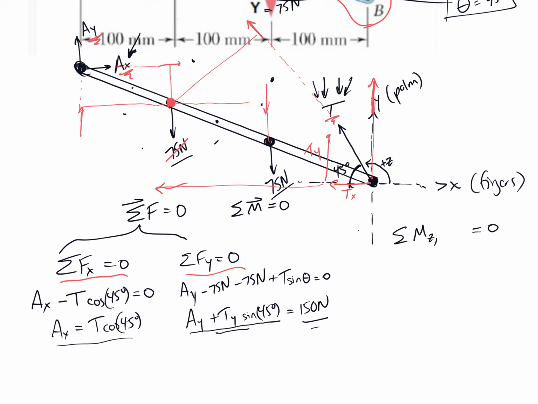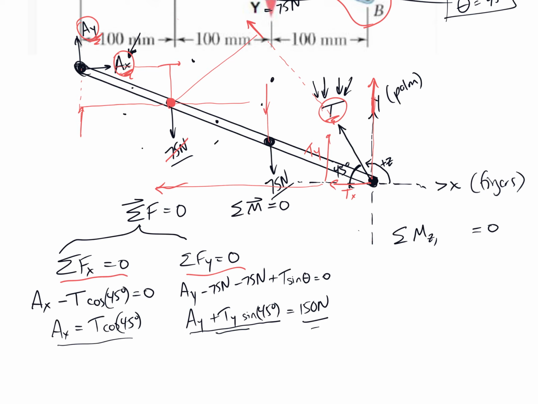Now notice that the equation we would come up with would have Ax in it, Ay in it, and T in it. Actually, it would have Tx and Ty in it, but I guess it would have T in it because we would just put a cosine and a sine in there. But that is not ideal, right? We don't want to have to deal with three unknowns in the moment equation. We can do it, and then we'd have to plug these other two equations into it, but I don't want to do that, right? I want to make my life easy.